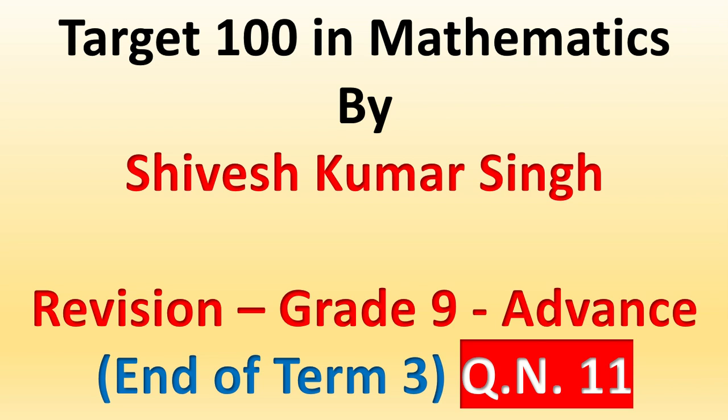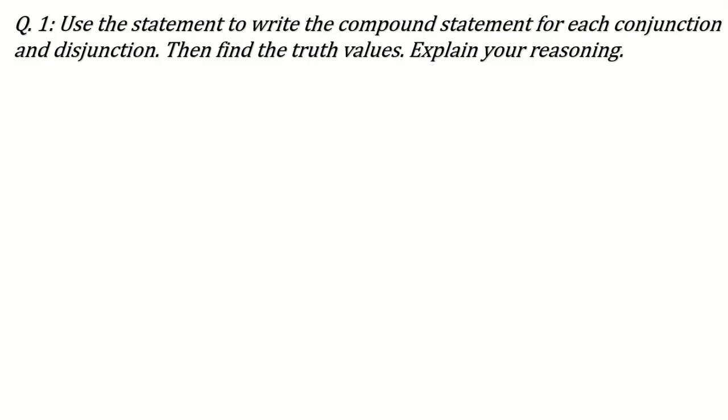And today in this video we are going to learn about some questions for question number 11 for term end examination of grade 9 advance. Okay, let's start the lesson. See, this question is related with some logical mathematical reasoning, like use a statement to write the compound statement for each conjunction and disjunction. Then find the truth values, explain your reasoning.